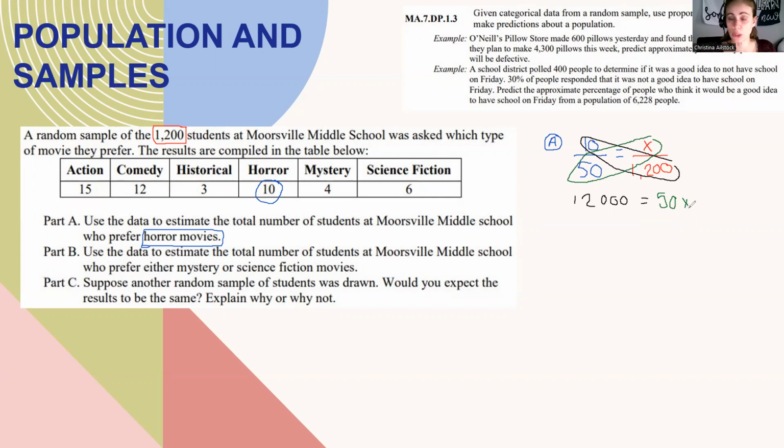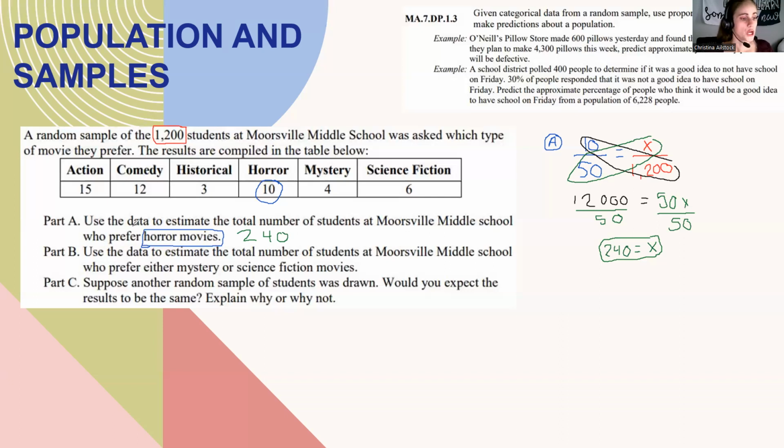50 times x. Remember, when you're solving equations, you use the inverse operation. The inverse of multiplication is division, and we're going to divide both sides by 50. 12,000 divided by 50 is 240. And 50 divided by 50 is 1, leaving us with just one simple x. So that means we can estimate that about 240 students in all prefer horror movies.